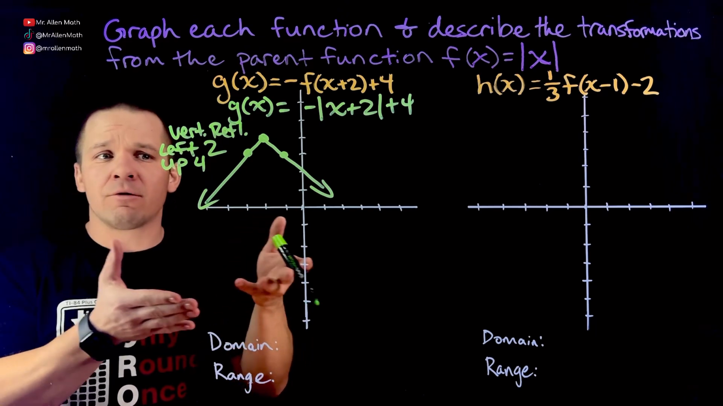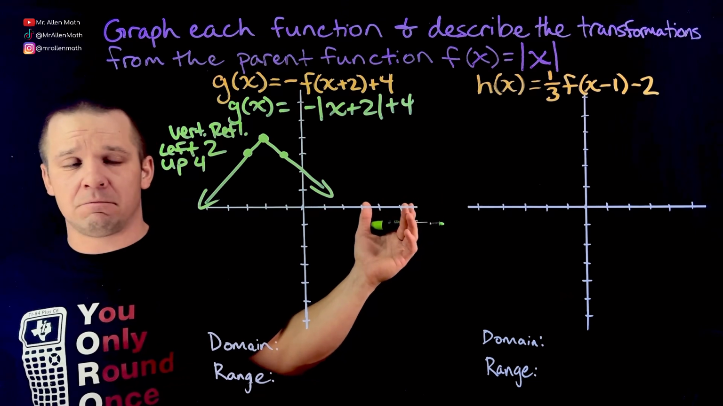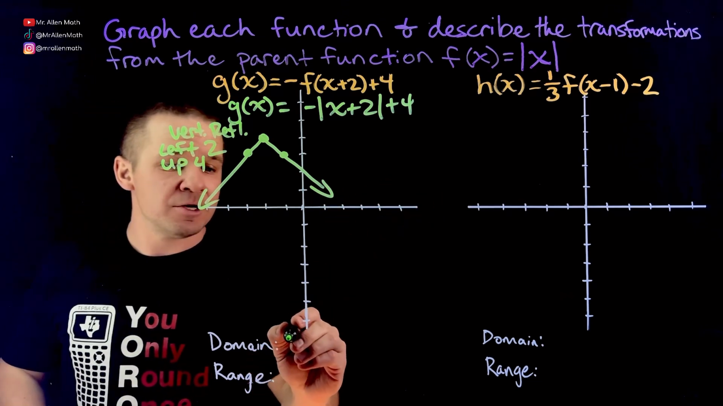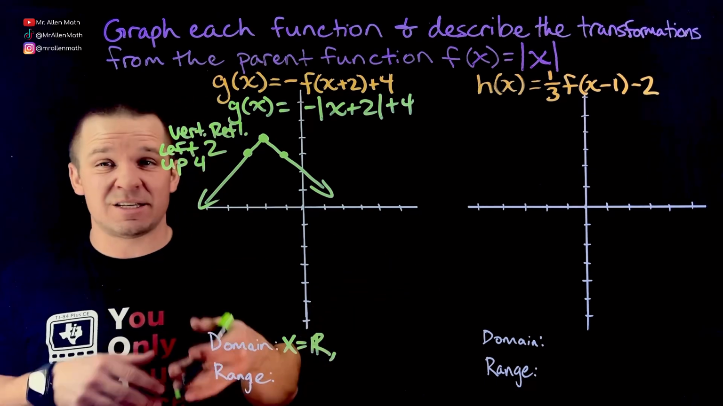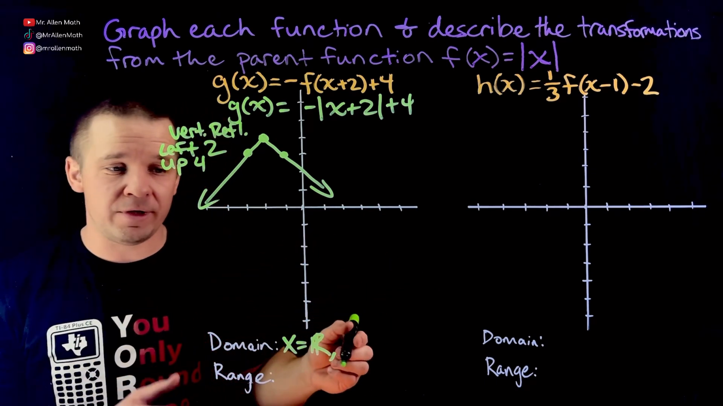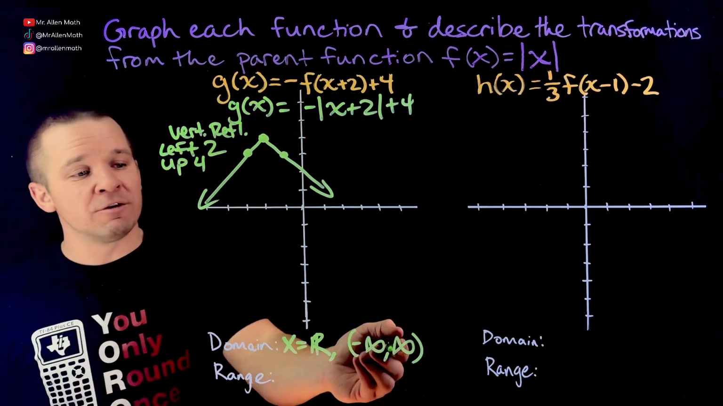Let's talk domain and range. So domain's all my x values. Does it ever stop going to the left and to the right? No, it keeps going left and right. So x is going to be equal to all real numbers. Another way you could write this is a different notation. You don't have to write both of these, is negative infinity to positive infinity. Okay, that's interval notation there.